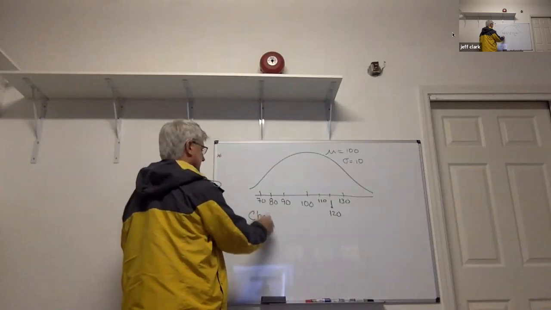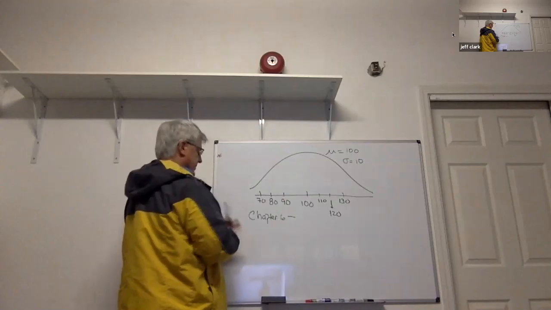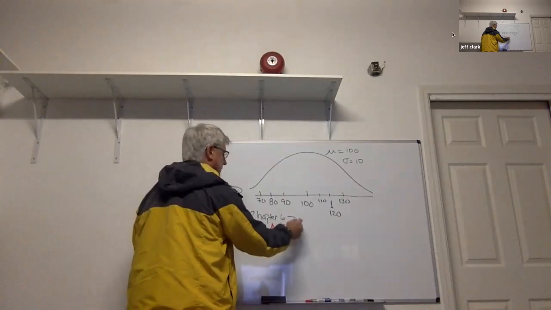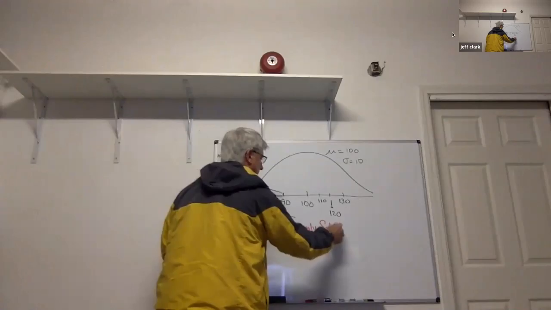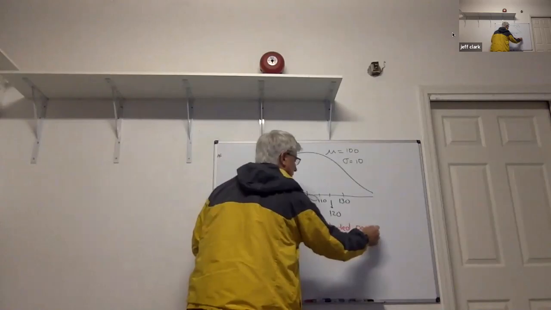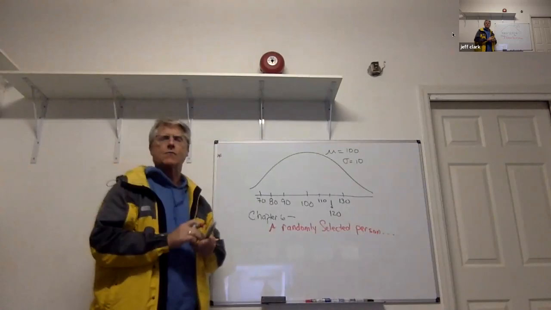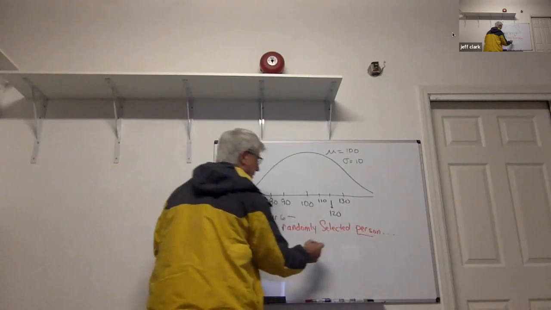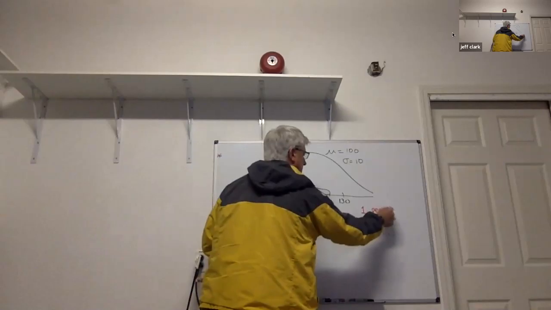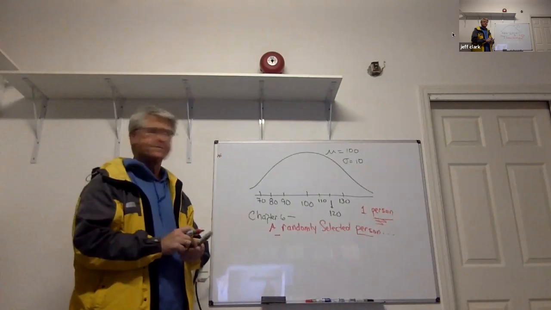you'd have a phrase that would say a randomly selected person. It's going to say, find the probability that a randomly selected person would be something. A randomly selected person is one person.